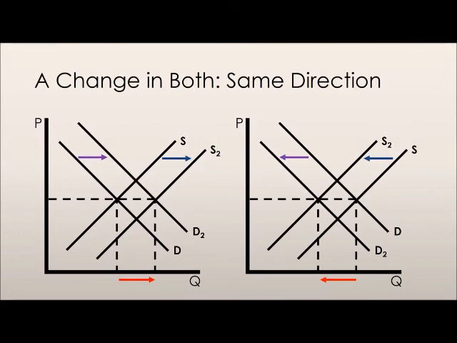On the other hand, if supply and demand decrease, we would expect to see a decrease in the quantity. And again, we would have to know the exact amount by which each curve shifted in order to determine the overall effect on price.